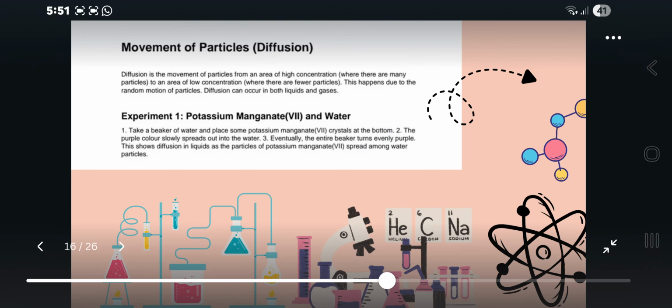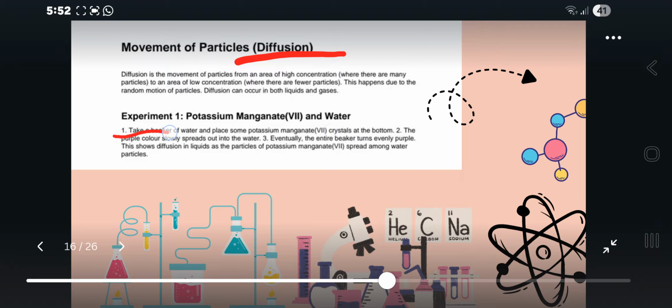Now I'm not explaining this diffusion. I will explain it in the next video, because I have already explained it. Still, if you want an explanation, you can watch the recording of the next topic. Okay, this is the first experiment of potassium permanganate and water.